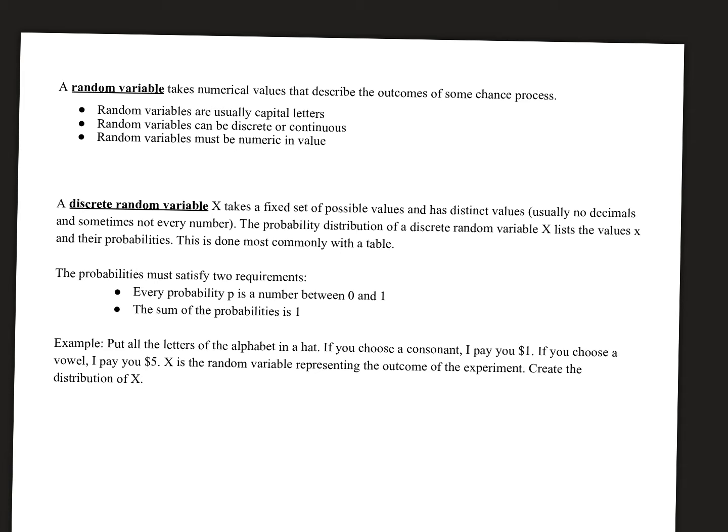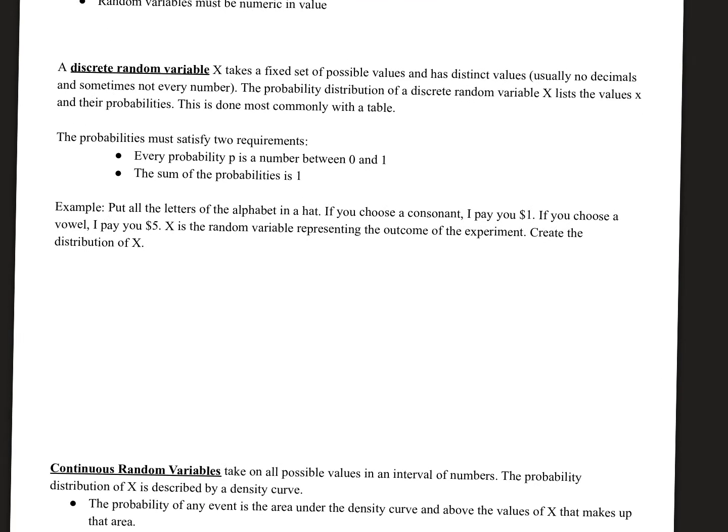So what we just did, flipping a coin, that's discrete. It's specifically landing on heads or tails, depending how you pick it. There are distinct values it can take. So the probabilities related to discrete random variables satisfy 2 requirements. Every probability has to be a number between 0 and 1, and the sum of the probabilities is 1, which is not new information.